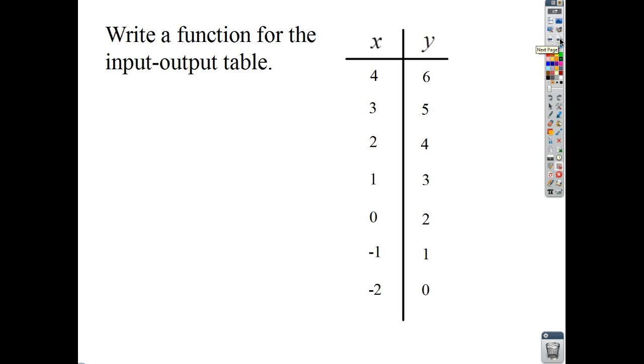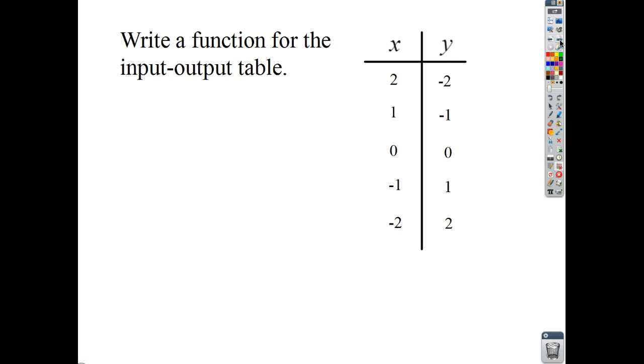Okay, so see if you can come up with the rule, or how am I getting from x to y, right? Here's the input, here's the output. What's the rule? Go ahead. All right, so hopefully what you saw is that this goes up 2, up 2, up 2, up 2. So what am I doing? Well, y, the output, is equal to the input plus 2. That's it. Okay.